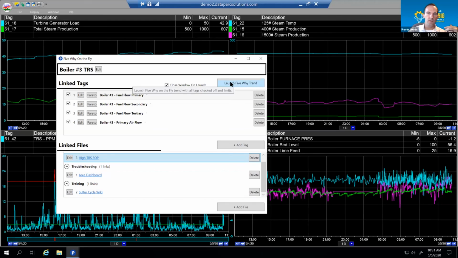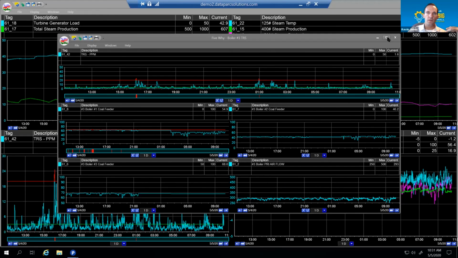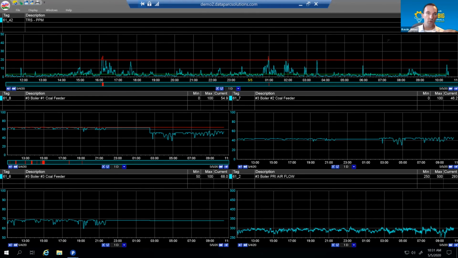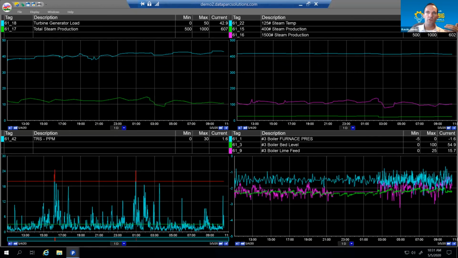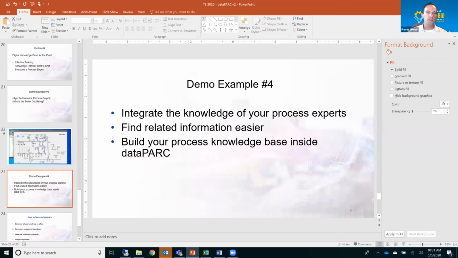So as the new person in the plant, what I'm going to do is launch the trend of the associated tags that I was told are important. So here we have the TRS, and here for the same time period, we have a trend of the actual fuel flow, so the coal flow and the airflow to that boiler. This helps navigate a person down the road to solve a problem. So that's another example in our world of digital twin content that we can create that you can easily use and reuse in your organization.